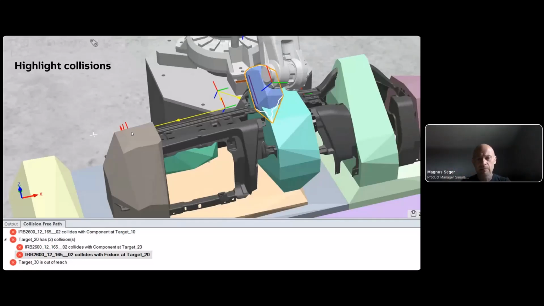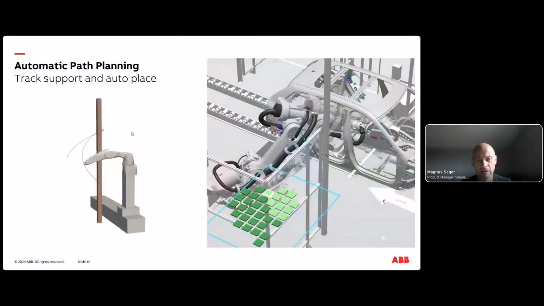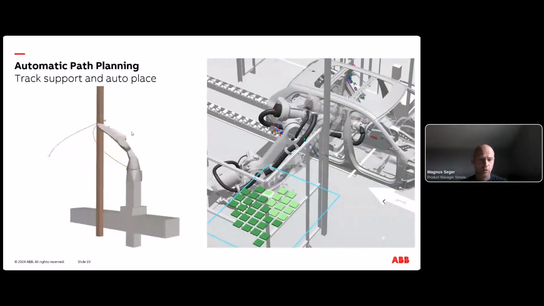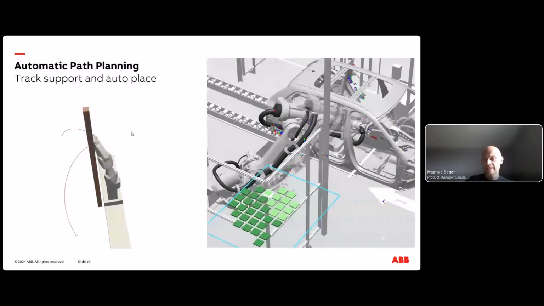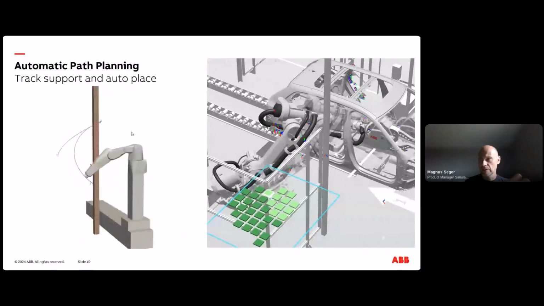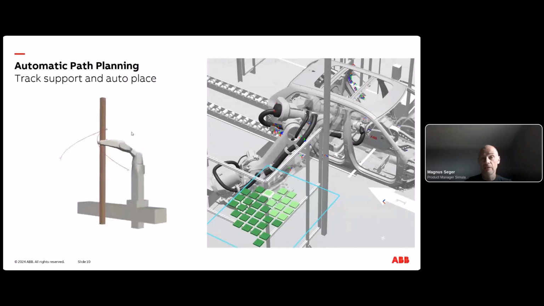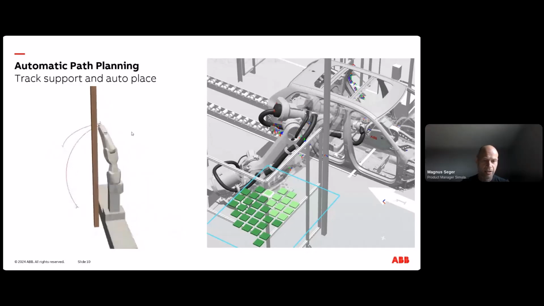But then we added some really nice things into the automatic collision-free path planning as well. The first thing, to the left, is that we now include track support, allowing the robot to plan with the 7th axis, the track, when we do the collision-free path plan. So this is the first step. The next step will of course be using gantries and multiple axes in the path plan.